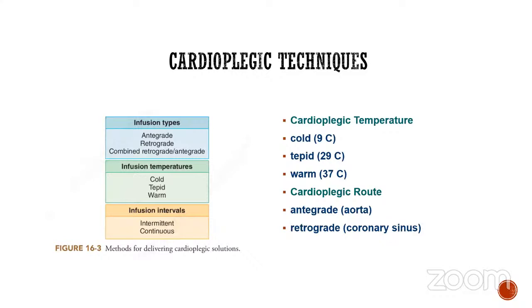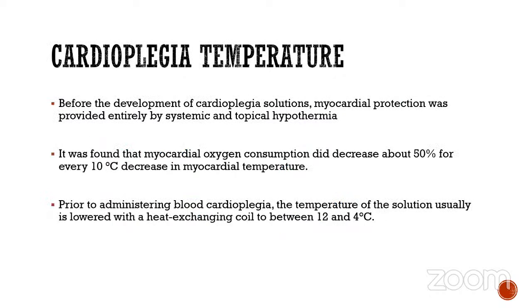Regarding the techniques, cardioplegia can be given either as cold, tepid, or warm. It can be delivered through an antegrade or retrograde method, antegrade through the aorta, and retrograde through the coronary sinus. It can be given as intermittent or continuous also. So the temperature of cardioplegia: before the development of cardioplegia solutions, myocardial protection was achieved by systemic and topical hypothermia. It was found that oxygen consumption decreased about 50% for every 10 degrees Celsius decrease in the myocardial temperature.